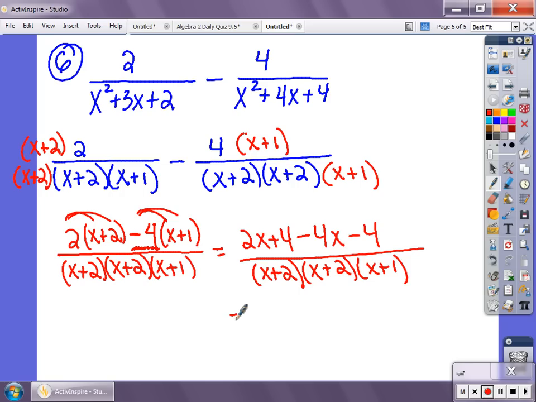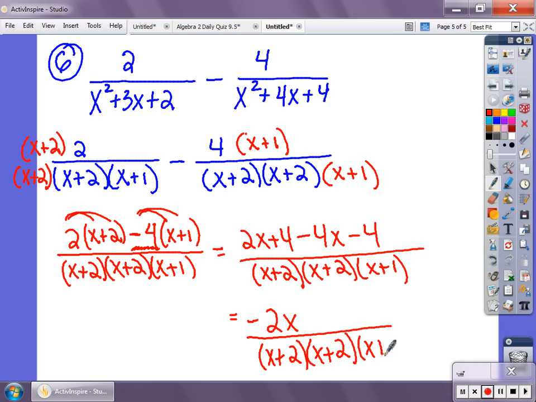Then combine your like terms. 2x minus 4x is negative 2x. 4 minus 4, that's 0. I'm not going to write that. All over x plus 2, x plus 2, and x plus 1.